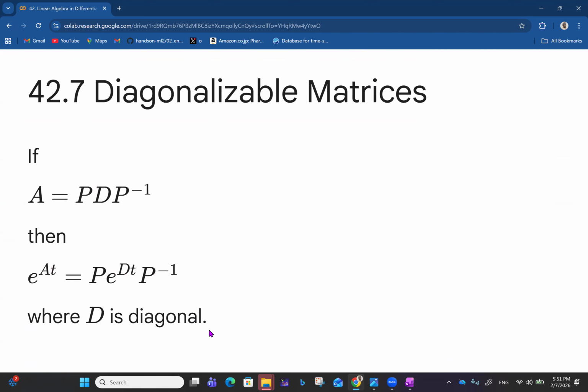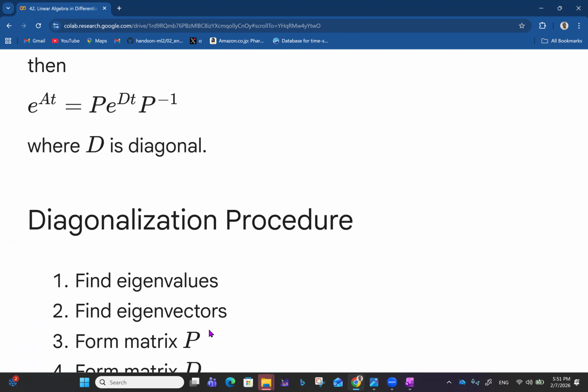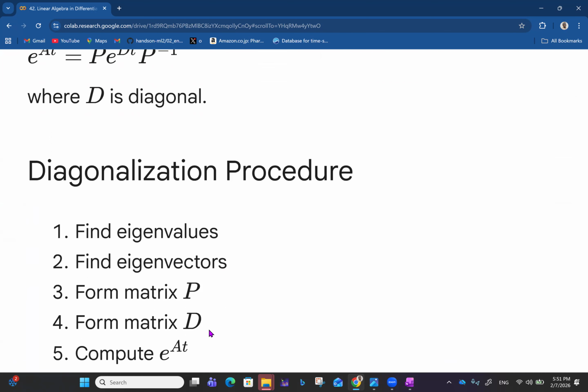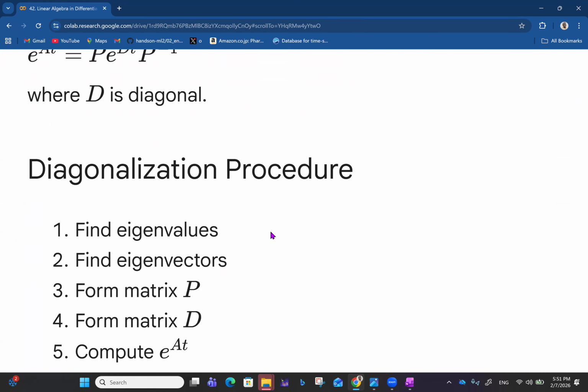Of course, you have to be sure that the eigenvalue in the first column in D corresponds with the eigenvector in the first column in P. That's the way it can be consistent. So we have a diagonalization procedure. First, you find eigenvalues, find eigenvectors, form matrix P, which is made up of the eigenvectors. Then form matrix D made of the corresponding eigenvalues and compute e raised to the power At.